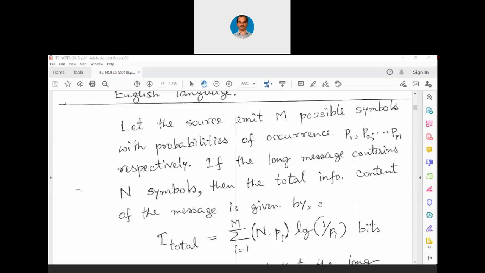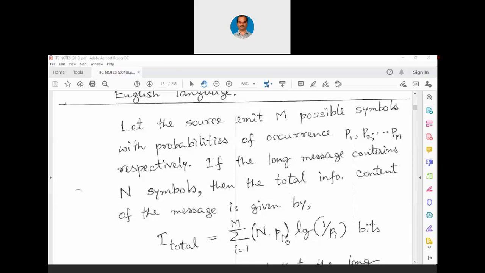Now for that particular long message or this particular long sentence, what is the total information content? That can be defined this way: summation of i equals 1 to M. Why? Because we use only 26 alphabets. Now N into Pi, N is the number of symbols in this sentence, and Pi is the probability of each symbol. A will have a different probability, B will have a different probability. That way we go on till Z, it will have a different probability, which means N is the number of total symbols in the given message. In our example, this is this particular sentence. Pi is the probability of each symbol.